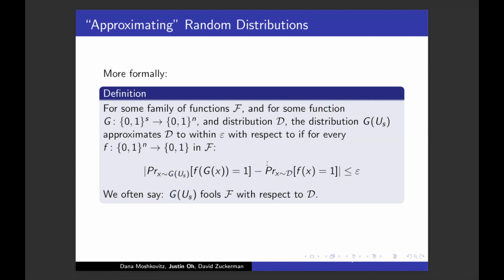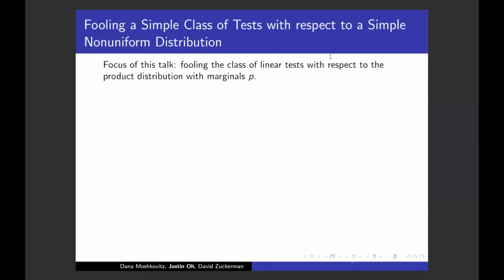As we said before, oftentimes this distribution d, the target, is the uniform distribution on 0, 1 to the n. But it's not too hard to imagine that computer scientists use more than just the uniform distribution in their applications. So in this talk, we're going to be looking at how to fool a simple class of tests with respect to a simple non-uniform distribution. More specifically, we're going to be looking at fooling the class of linear tests with respect to the product distribution with marginals p. So let's define what all this means.